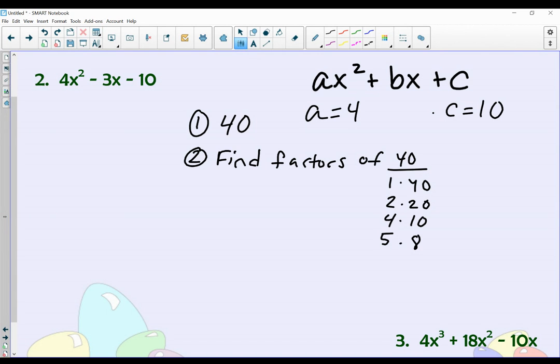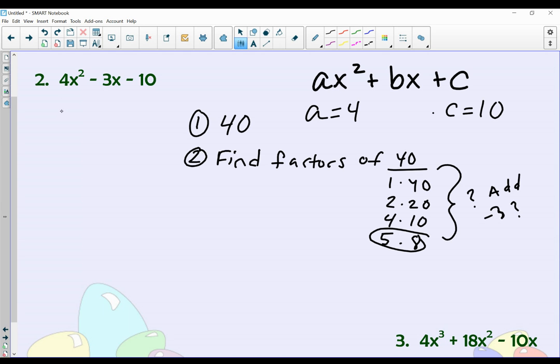And I'm looking for which of these factors can add or subtract, so sum, to -3. That is the question. And the answer is 5 and 8. It has to be 5 and 8.